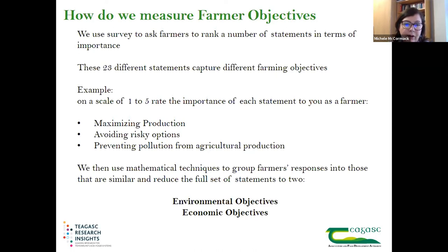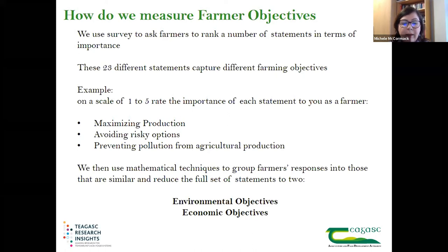We asked farmers to rate a number of statements in terms of how important they are to their farming objectives. I'm not naming them all here, but an example would be: how important is maximizing production to your farming objectives? How important is it to avoid risky options? How important is preventing pollution from agricultural production? We gave farmers 23 different statements and asked them to rate them from 1 to 5, from important to unimportant, for their overall farming objectives.